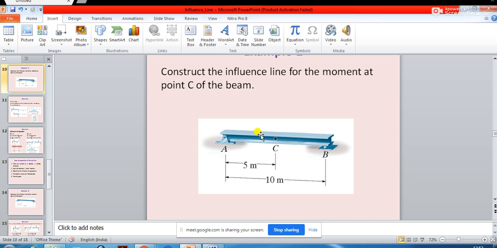So with this understanding, let us move a little further. We have taken two examples. In the first example we discussed reactions at A. I have given you one problem, find out influence line diagram for reaction at B. Have you solved it? No, sir. Today I will solve. One quiz I have given. Solve and submit.